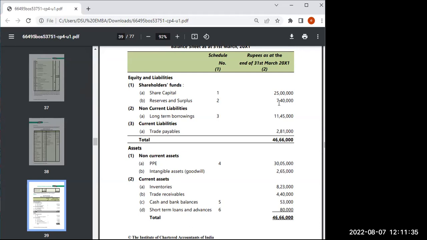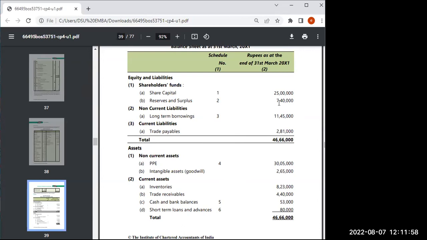Minus appropriation of profit for reserve for the current year. You have to subtract the reserve that you are creating out of current year profit. Last year profit plus current year profit minus transfer of current year profit to reserve. The amount left out is called surplus. Surplus. Clear? Okay.